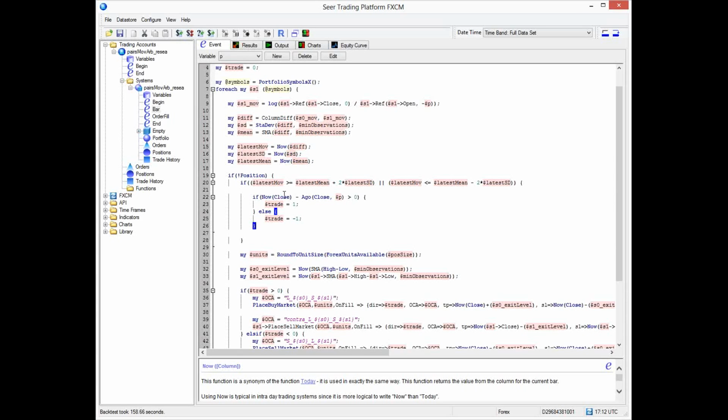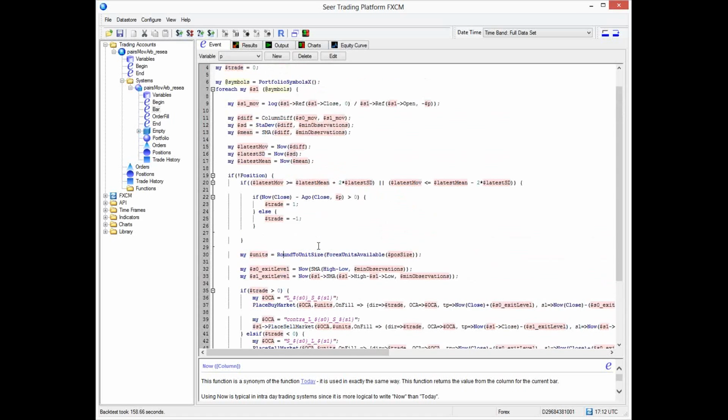So I basically say the latest close minus 24 hours ago. If the movement was positive, then I'm going to trade this instrument positive, and I'm going to trade the opposite instrument negative. So I set dollar trade to 1, which means I'm going to trade in a positive direction, long, on my current context instrument, which is, let's say, for example, Euro USD.